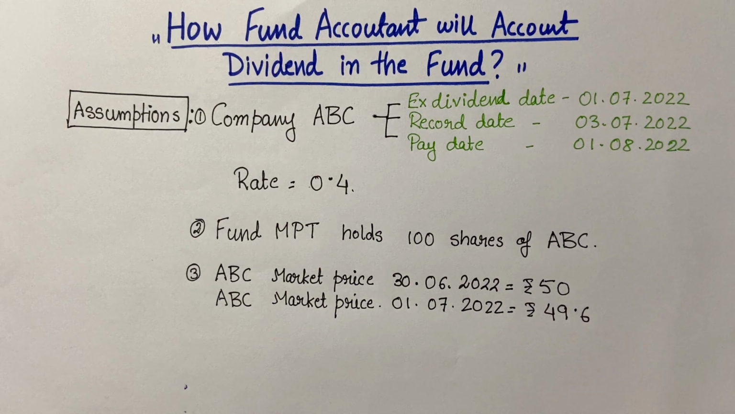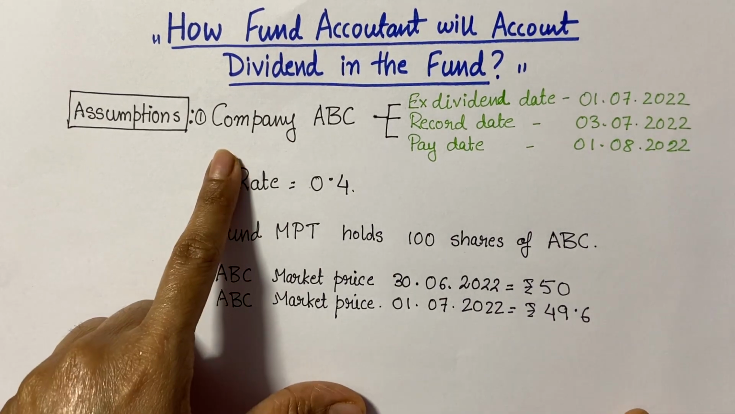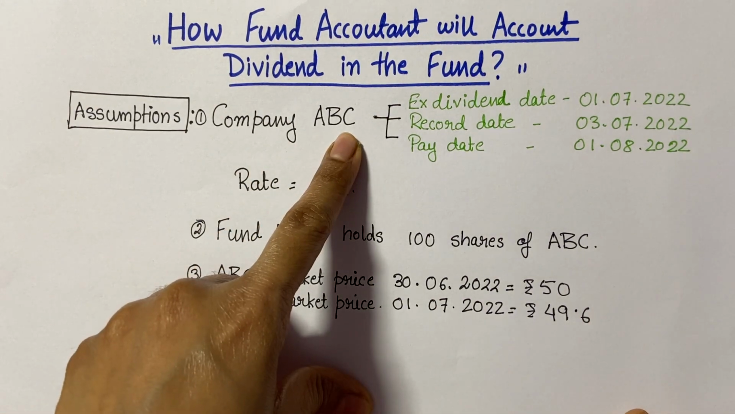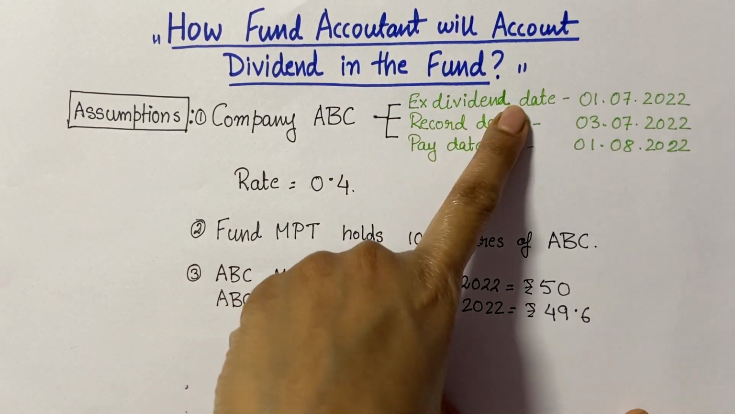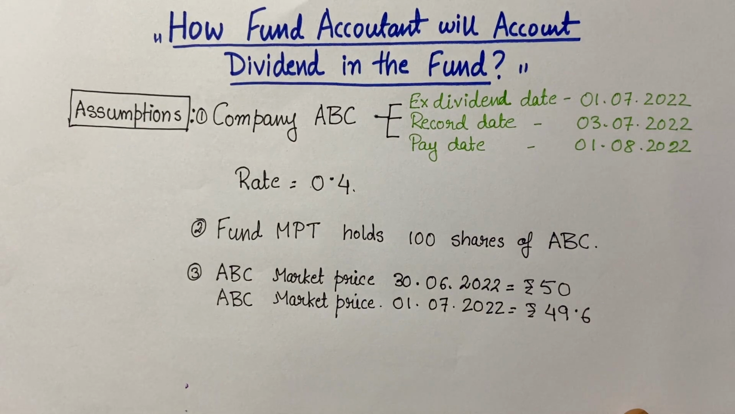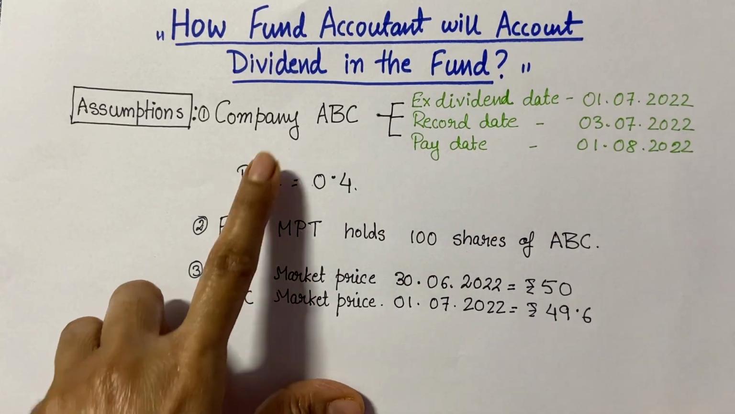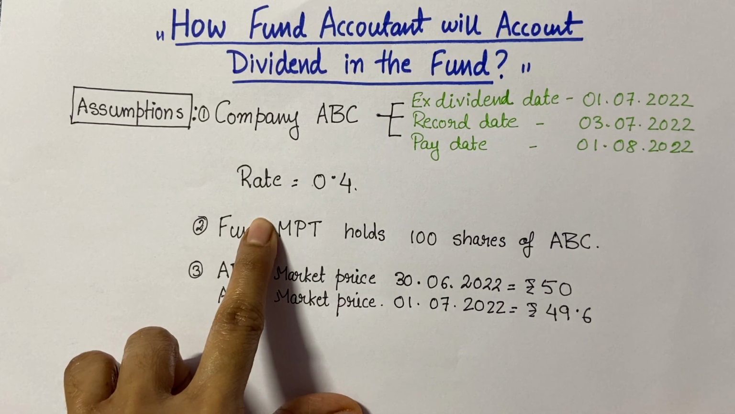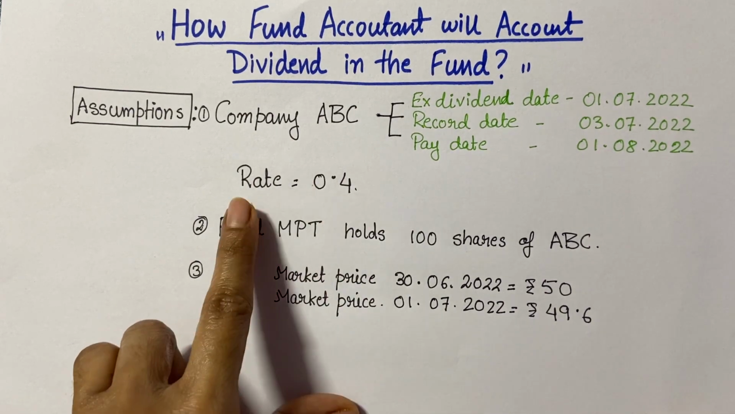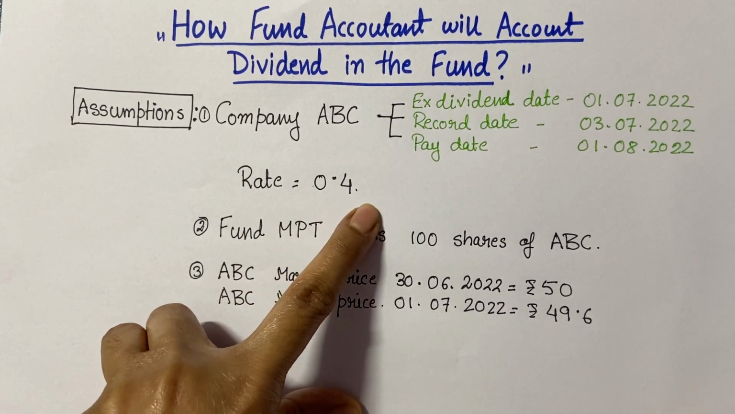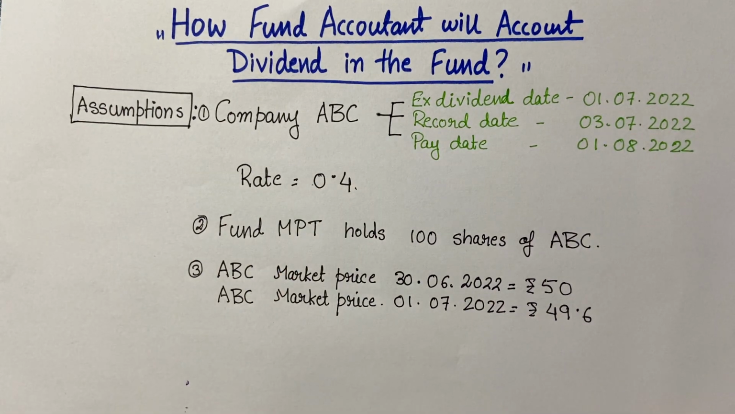So these are the 3 assumptions we are going to take to understand this. First assumption is there is a company ABC. That company is going XD on 1st of July 2022. The record date for it is 3rd of July and the pay date is 1st of August. And the rate at which company ABC is distributing dividend is 0.4. When it is written that rate is 0.4, that means 0.4 per share.